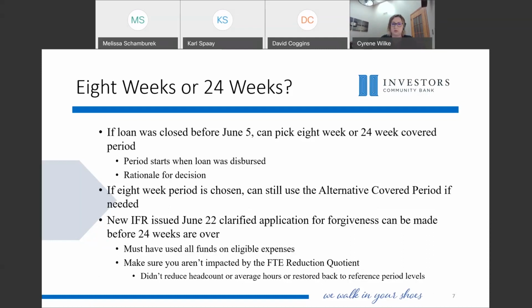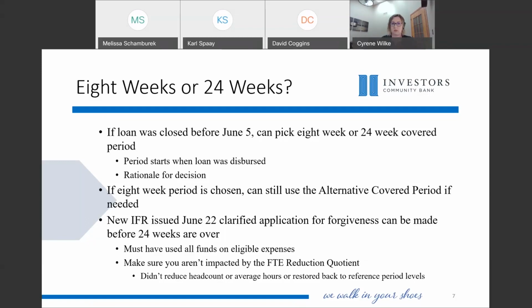With 24 weeks, most of our customers that have these loans can spend all of their PPP funds on eligible expenses in a 24-week period, given the fact that the calculation on how much you got was based on 2.5 months worth of payroll. The period starts when the loan was disbursed. And in our case, most of you got your first loan proceeds about the time that the loan was closed. So that date is certain. And then we'll talk a little bit about some of the rationale for your decision as to which of those works best for you.